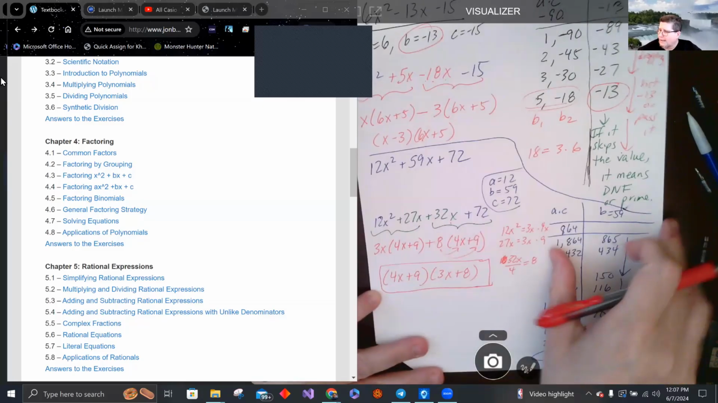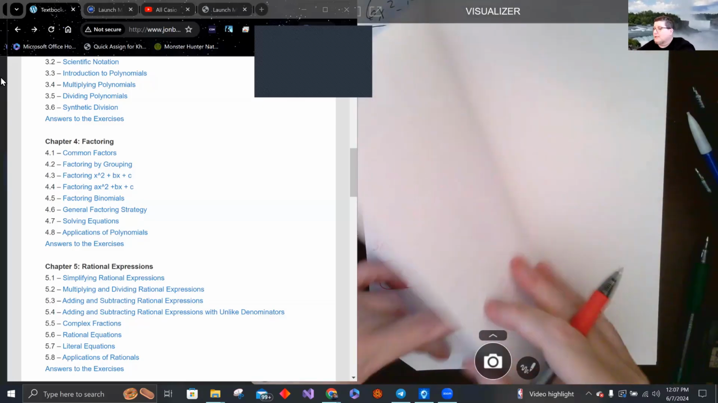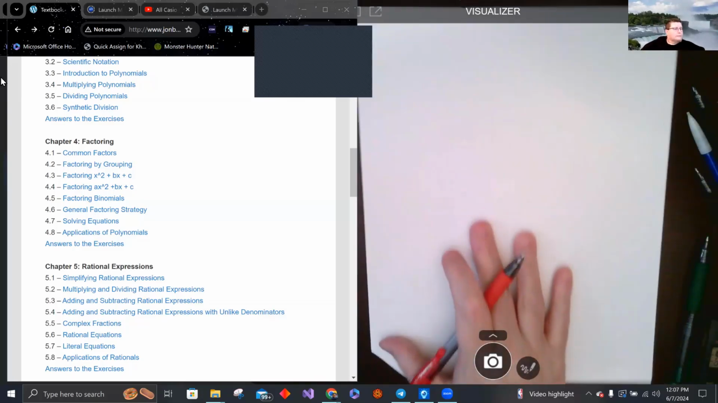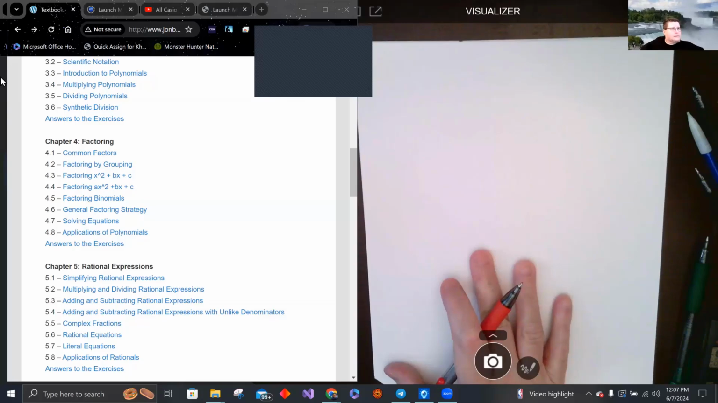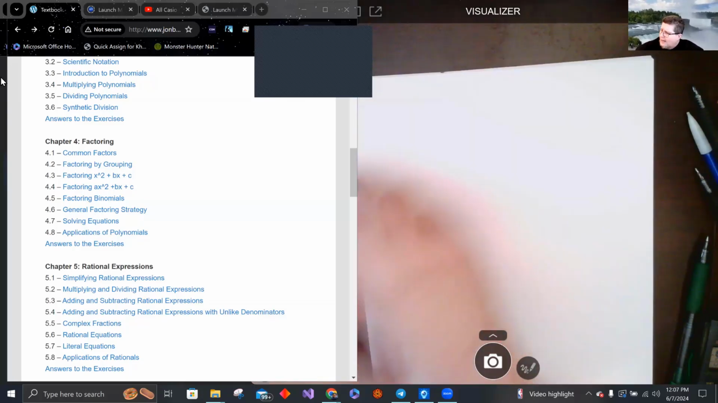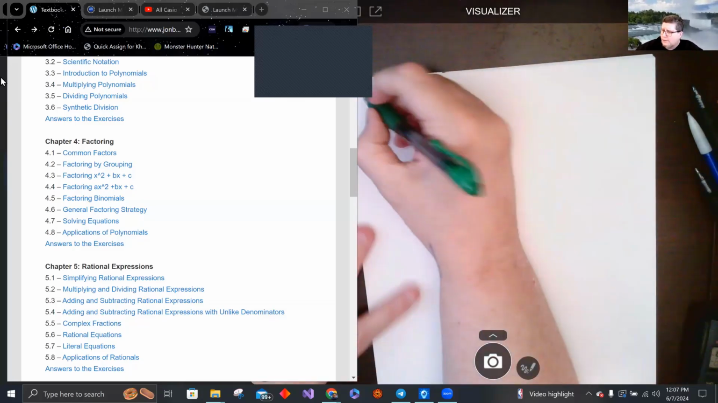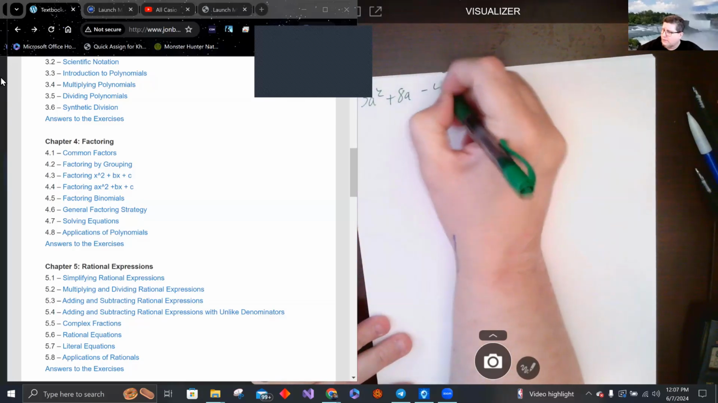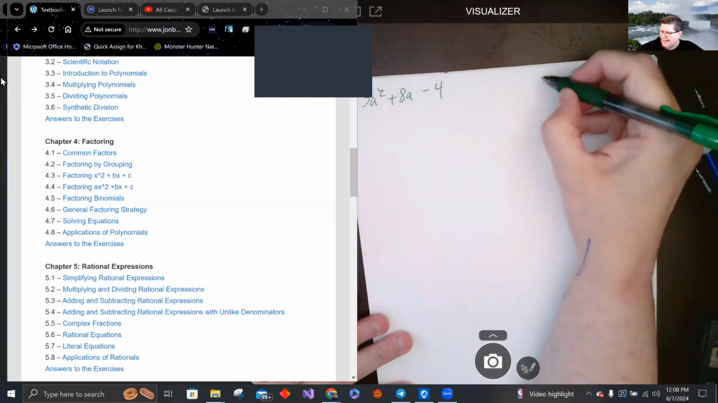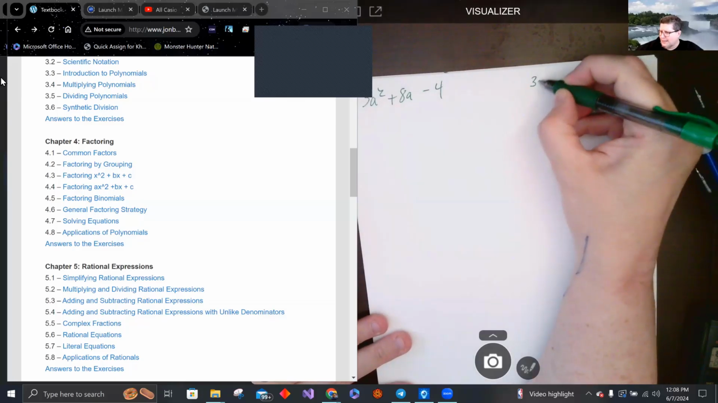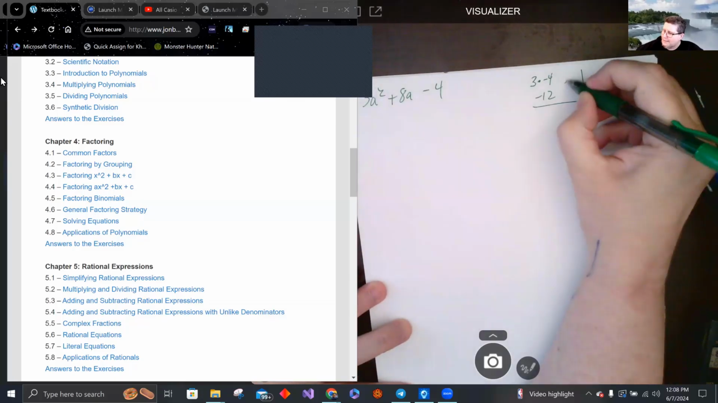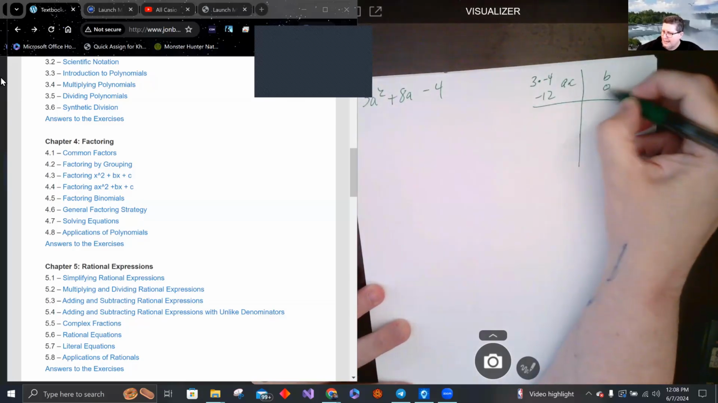One more before I switch to doing the example video. What if I have 3a squared plus 8a minus 4? I need things that multiply to 3 times negative 4, which is negative 12. That's my a times c. My b is 8.